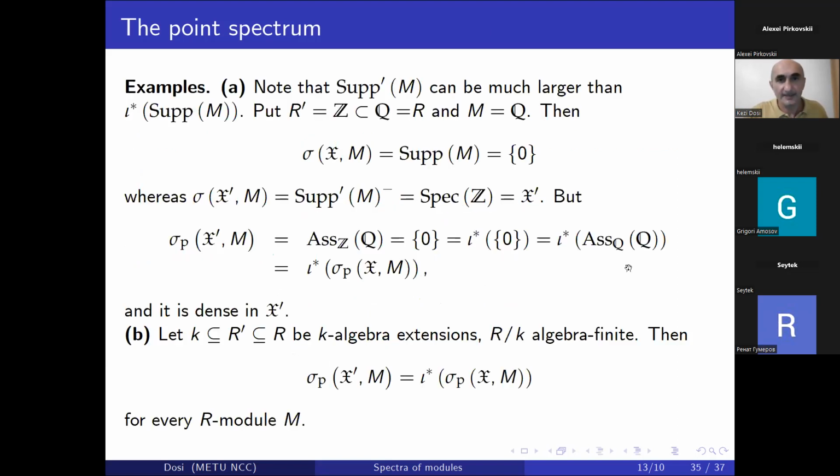Okay, some examples. Again, you can see examples. R prime is Z, R is Q. So if you look at X, the support of M is 0. But if you look at X prime, it's going to be very, very big. I told you in general. But for the point spectrum, we have equality. There's another example for a K-algebra extension where you can apply the point spectral mapping theorem. So it looks fine.